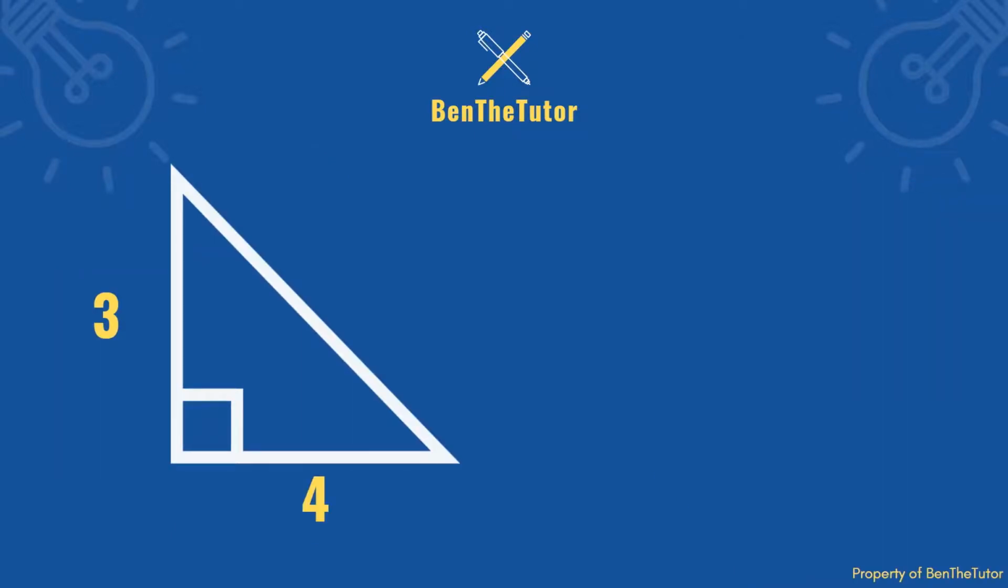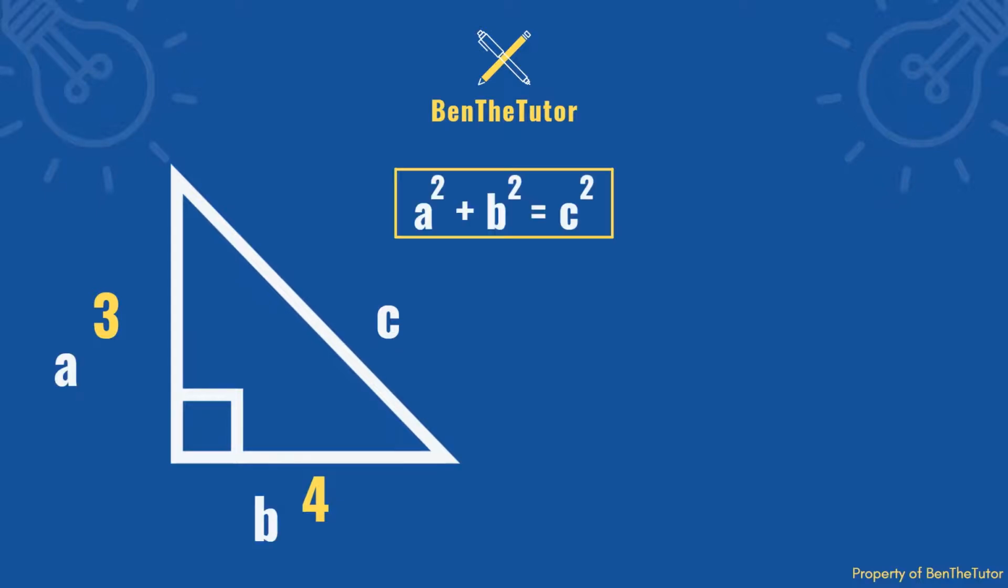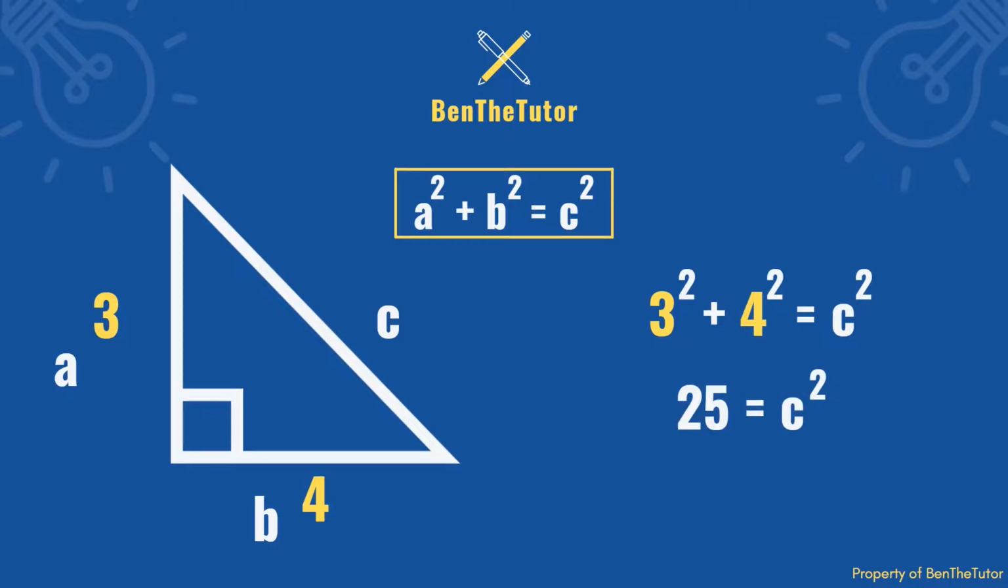So let's move to an actual example now. The first thing to do is to label our triangle. Of course we label C first, which is opposite our right angle, and we then label A and B, it doesn't really matter which way we do it. We then write down our formula, a squared plus b squared is equal to c squared, and then we just sub in our values. We've got a equals 3, b equals 4, so we get 3 squared plus 4 squared equals c squared, which gives us 9 plus 16 equals c squared, so 25 equals c squared. Taking the square root of both sides, we get 5 is equal to c.